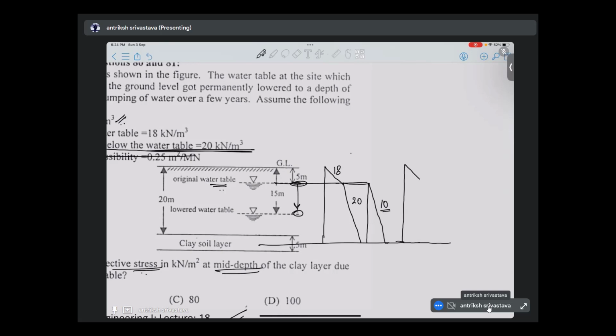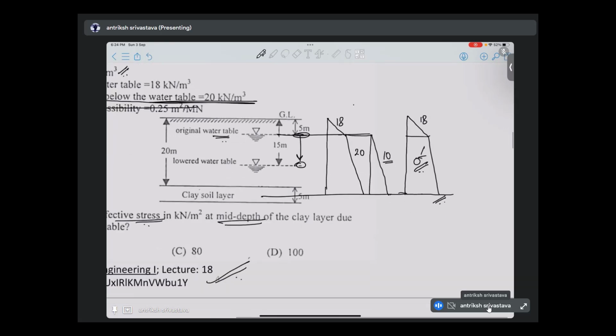So we have starting only 18, and afterwards we are subtracting something here. So we don't know yet what the slope will be here. We'll just say this will be kind of our effective stress diagram. We denote it by sigma dash. And when we have lowered the water table, then the effective stress diagram.